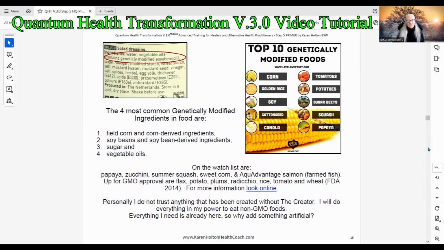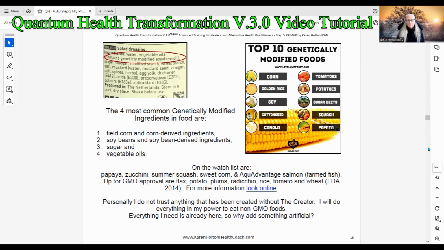I've got two images here. One is just a label off of some canned food with the ingredients. It says salad dressing, ingredients: water, vegetable oils, contains genetically modified soybean oil, sugar, vinegar, modified starch, wheat starch, and a host of other preservatives and chemicals, just to show you that you need to take a look at the labels. If you're going to eat foods that come with a label, you need to read the label.